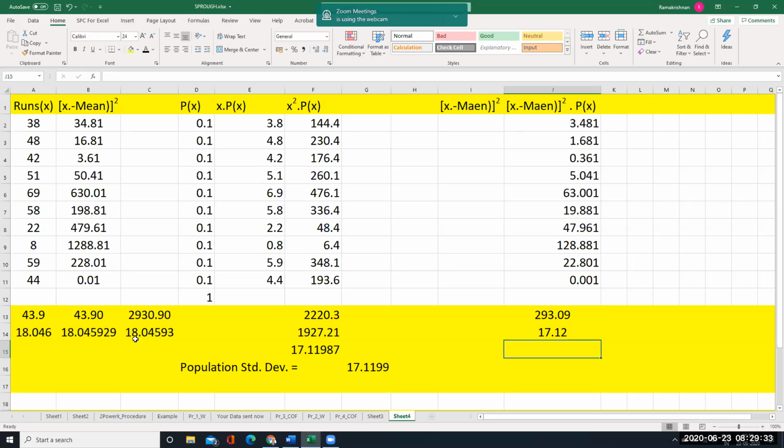Please go through this and find out the difference between the two. When I say population, these are the only data available. Any one of these will have to occur. When I take it as a sample, it is taken from a population which has very many runs scored, and I've just taken a sample out of that.